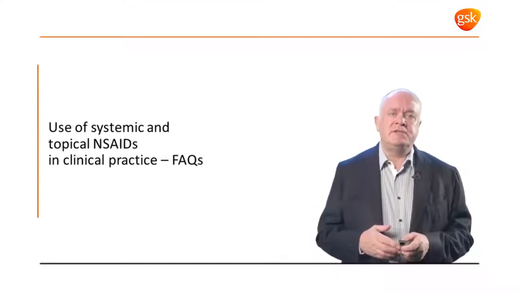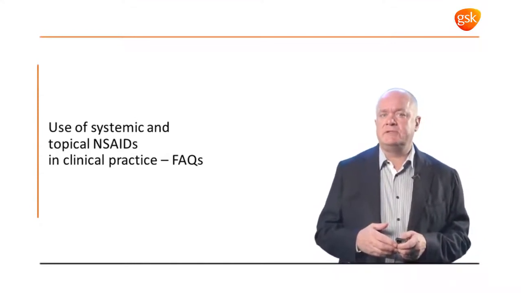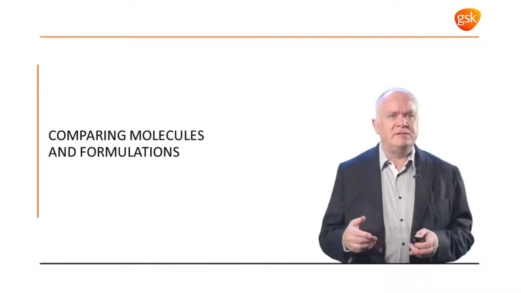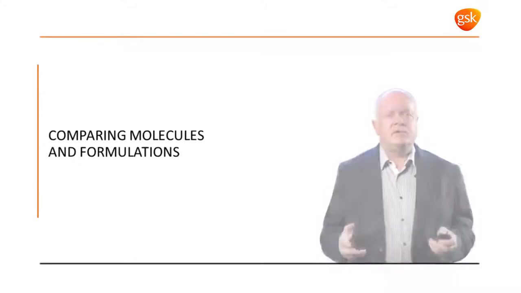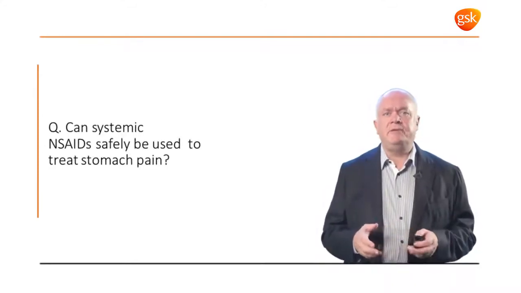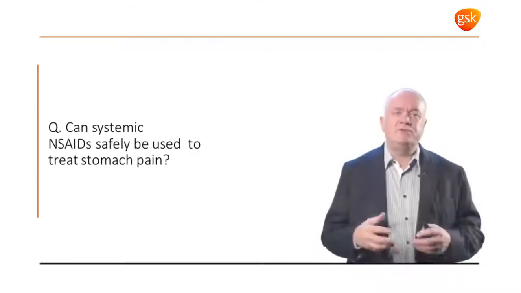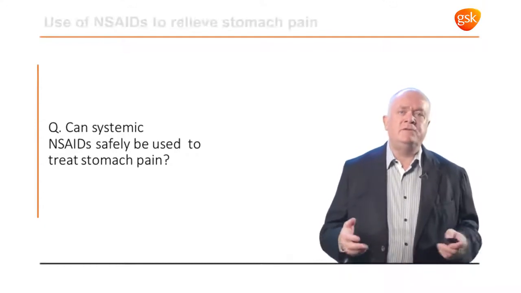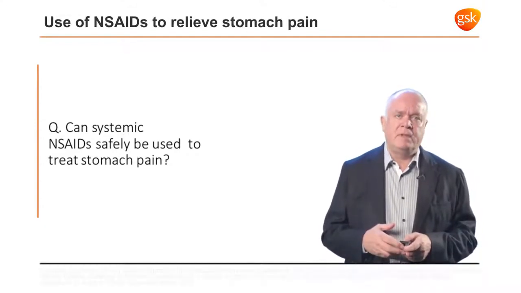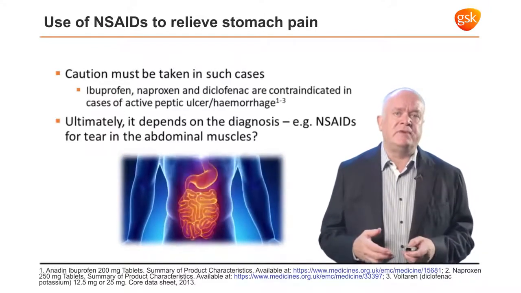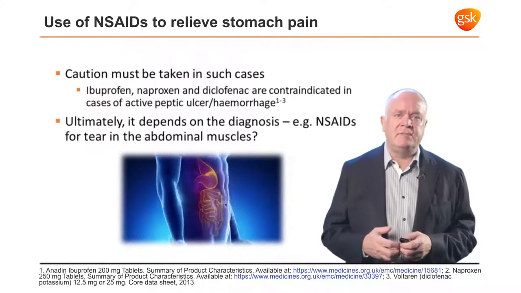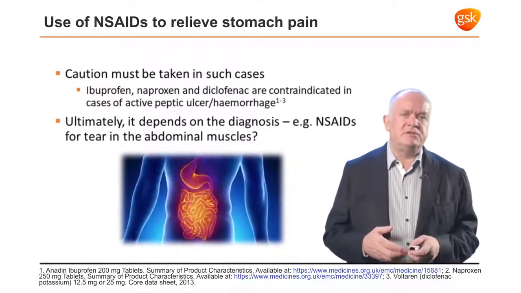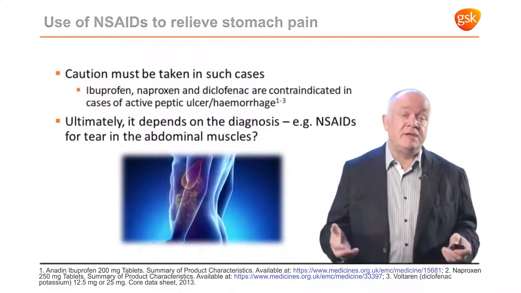Now I will move on to several frequently asked questions regarding the use of systemic and topical NSAIDs and their use in clinical practice. The first section compares the different molecules and formulations. Question: can systemic NSAIDs safely be used to treat stomach pain? My own stomach used to get a knot in it with concern when a patient used to tell me this. They used to say, "Oh, I've used my anti-inflammatory for a stomach pain." Particularly since the use of NSAIDs to relieve stomach pains is controversial and concerning because of the association with GI events. However, of course, in some diagnoses, such as a soft tissue injury to the abdominal wall, NSAIDs are suitable.